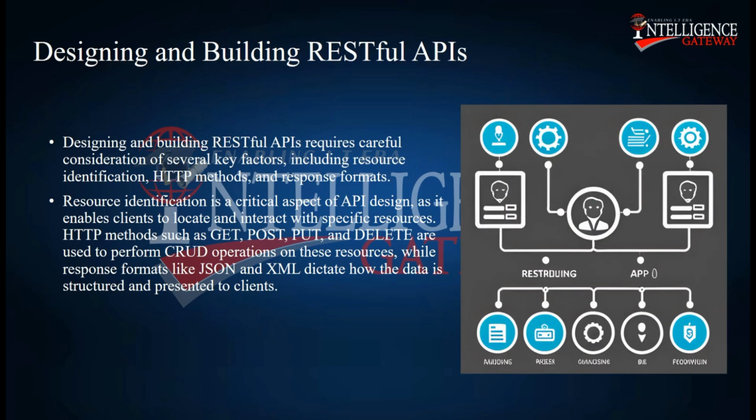Designing and building RESTful APIs. Designing and building RESTful APIs requires careful consideration of several key factors, including resource identification, HTTP methods, and response formats. Resource identification is a critical aspect of API design as it enables clients to locate and interact with specific resources. HTTP methods such as GET, POST, PUT, and DELETE are used to perform CRUD operations on these resources, while response formats like JSON and XML dictate how the data is structured and presented to clients.